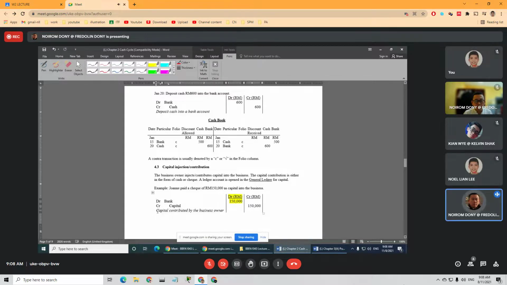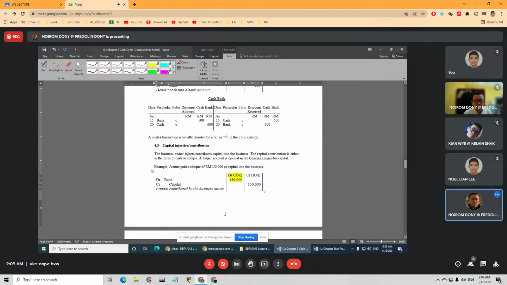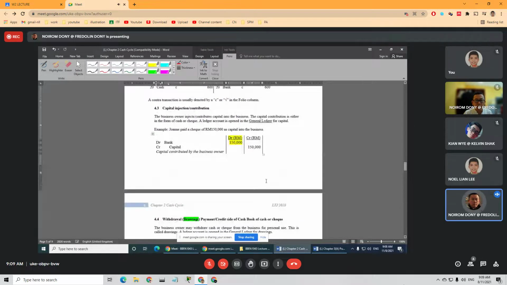Then we have a description or narrative stating what the entry is all about: capital contributed by the business owner. Then we normally open up this account in the general ledger. We have put it into the bank column of the cash book as a prime entry, so we just open up a capital account in the general ledger, because the bank column is considered one of the general ledger accounts.